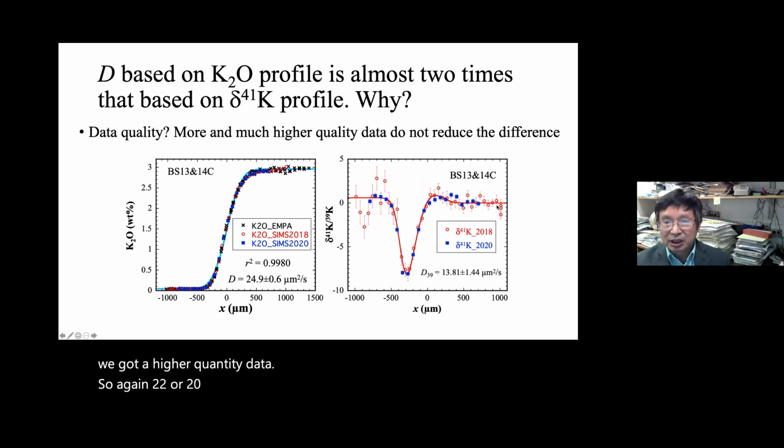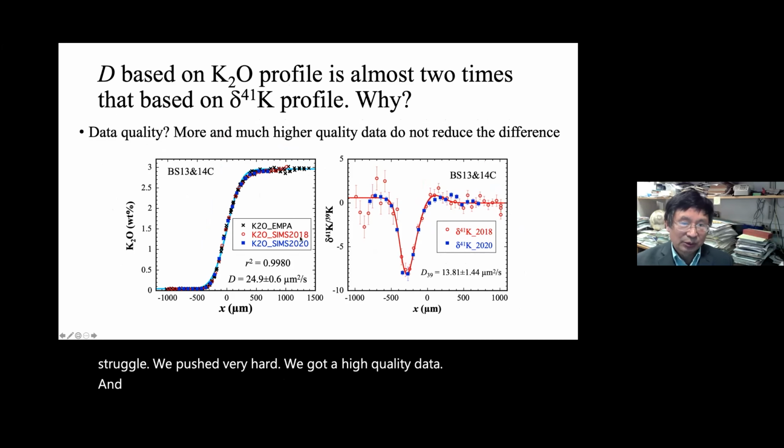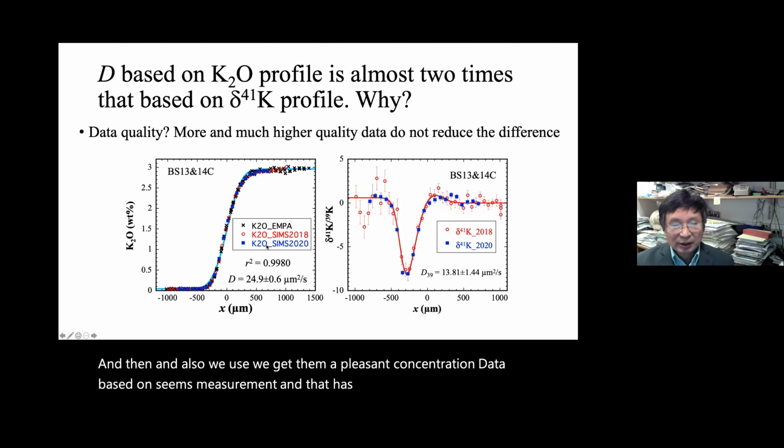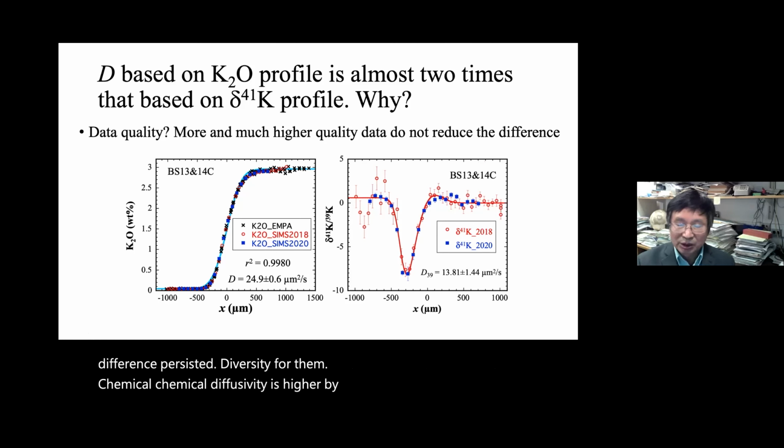In 2018, the data quantity was not very high, but in 2020, we really struggled. We pushed very hard. We got high quantity data. And we also got potassium concentration data based on SIMS measurement, and that also has high quantity. Still, the difference persisted. The chemical diffusivity is higher by almost a factor of 2 than the isotope diffusivity.